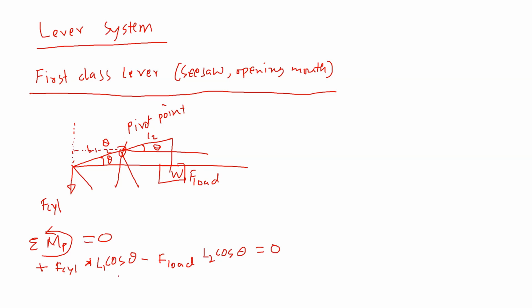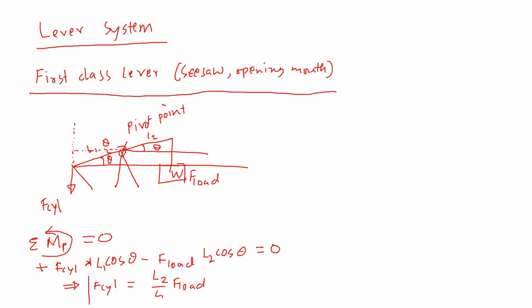equal to 0. Then we can calculate the F cylinder load, how strong the cylinder is or how much load we need to produce by the cylinder. Simply solve for F cylinder, which will be L2 by L1 times F load.